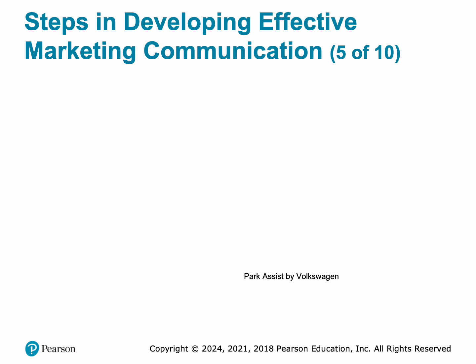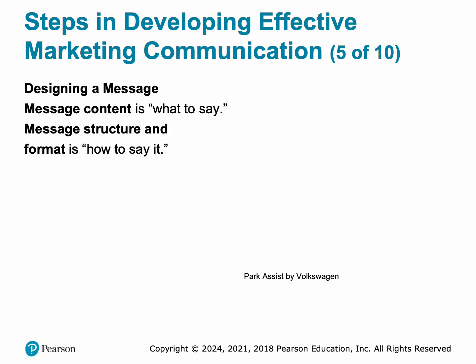When putting a message together in the marketing, the communicator must decide what to say, that content, how to say it, structure and format. So when we think about that design, the marketer has to figure out an appeal to the theme that will produce the desired response. There are three types of appeals: rational, emotional, and moral. We talked about those in previous slide.